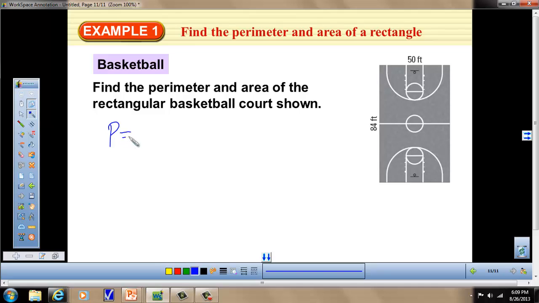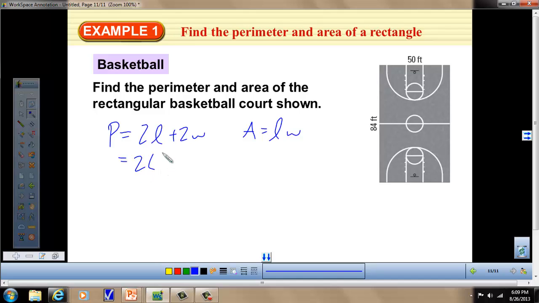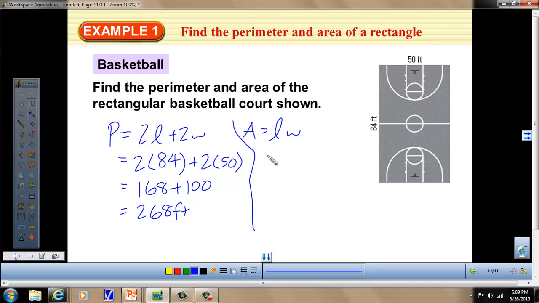First of all, perimeter of a rectangle is 2 times the length plus 2 times the width, and area will be length times width. So for this, we've got 2 times 84 plus 2 times 50. That gives us 168 plus 100, or 268 feet. When we do perimeter, it's always going to be in the regular units. Area, on the other hand, is in square units.